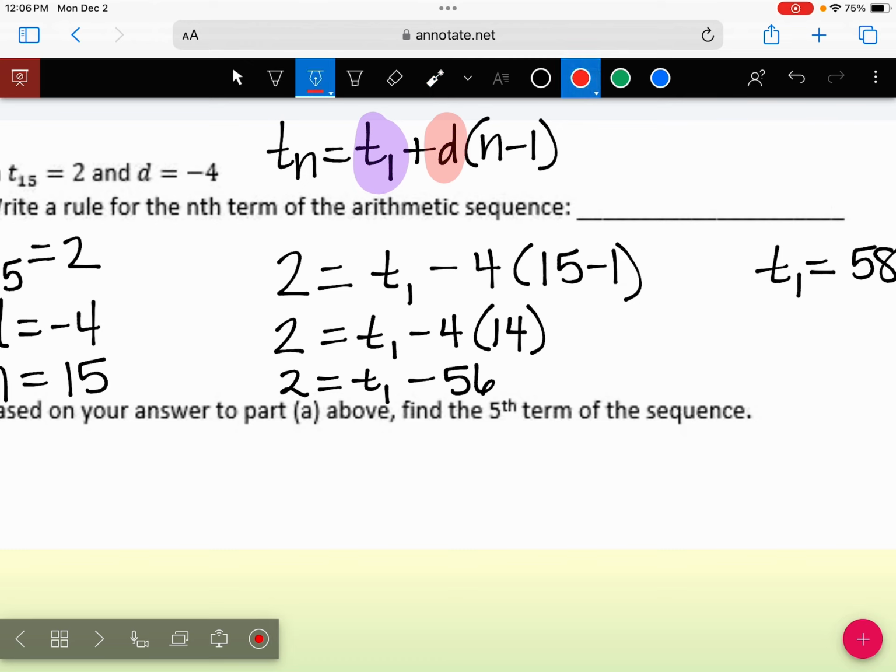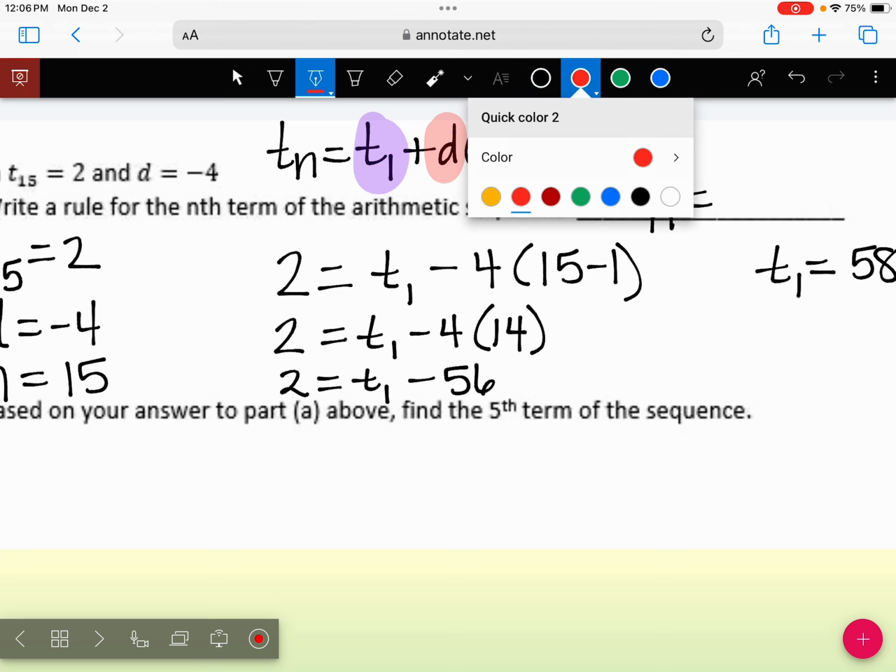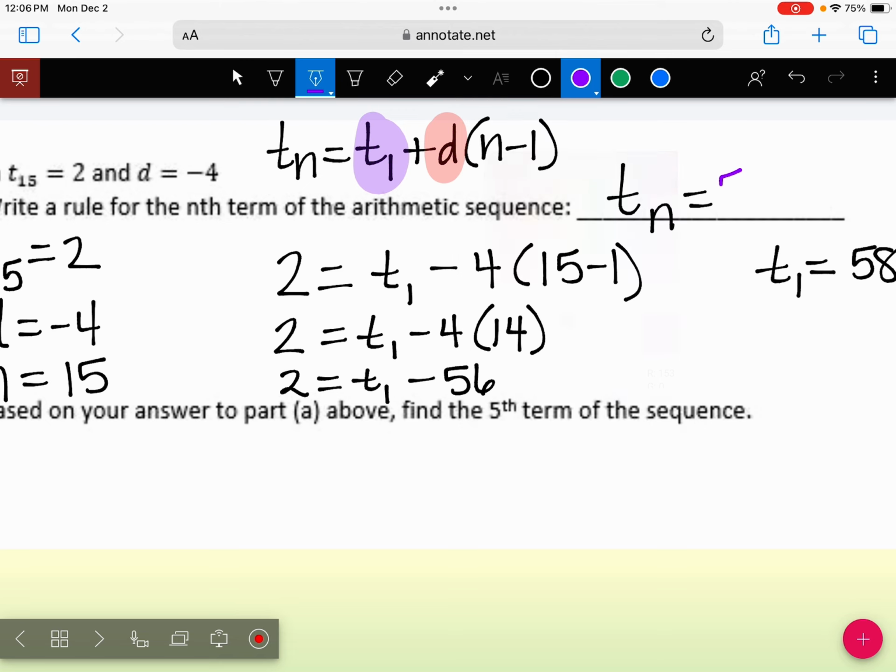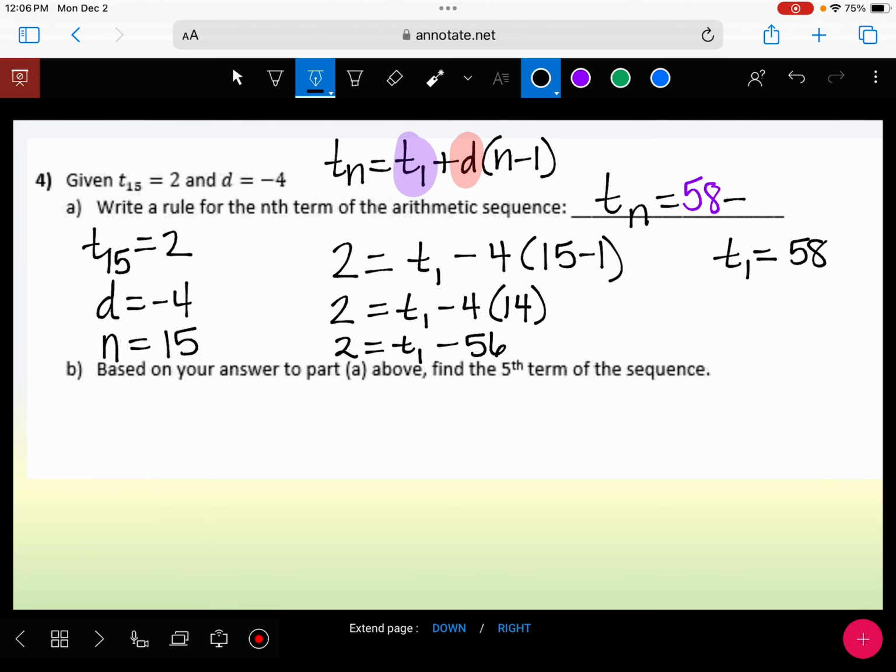So now that we have that, we can write our rule. T sub n equals, now I know my first term, which is 58, plus, well, I'm just going to say minus because it's negative, 4 times n minus 1. That's my rule.